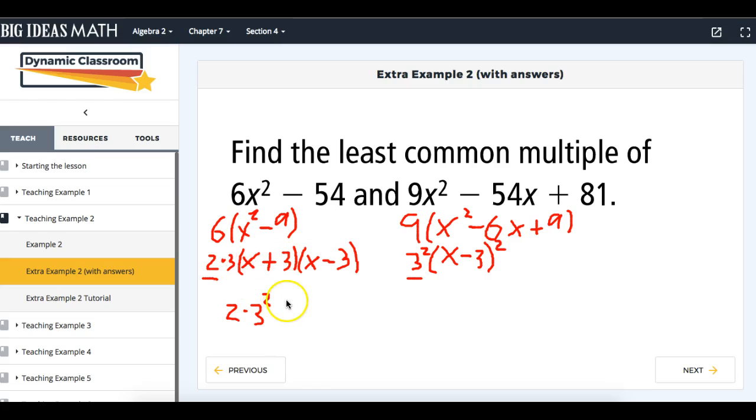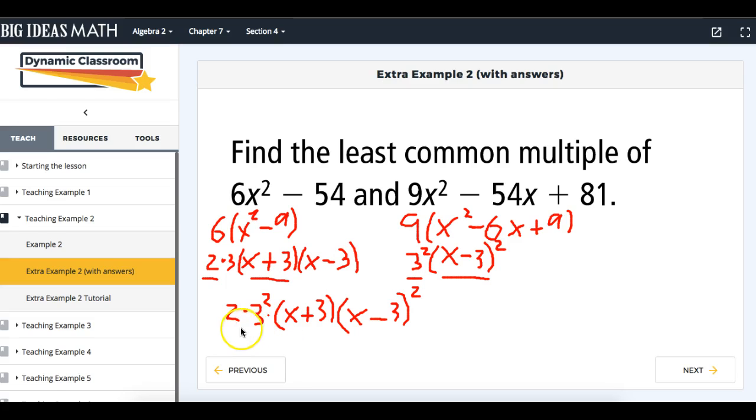Now we go on, x plus 3. That only appears once, so x plus 3 to the first power is going to be our next term. So we write x plus 3. Now our last term is x minus 3, which appears in both, but x minus 3 squared is going to be our largest exponent. So this is going to be times x minus 3 squared. Okay? So all we've done here is we've taken each factor that appears to the highest exponent.